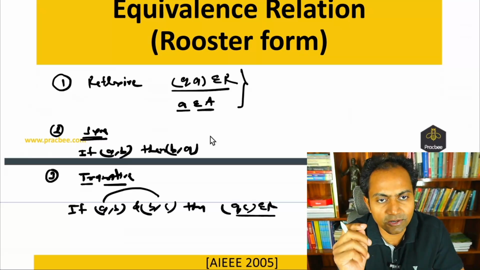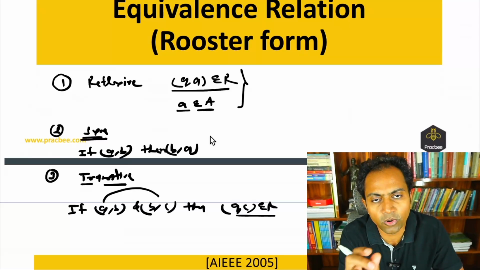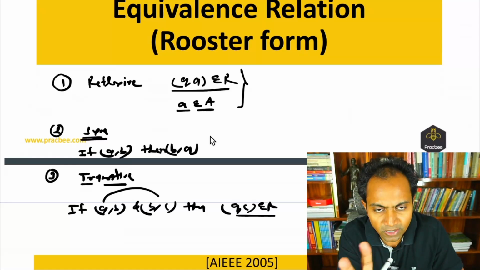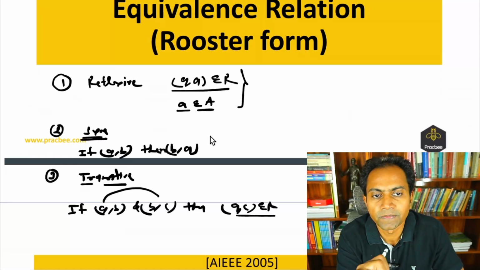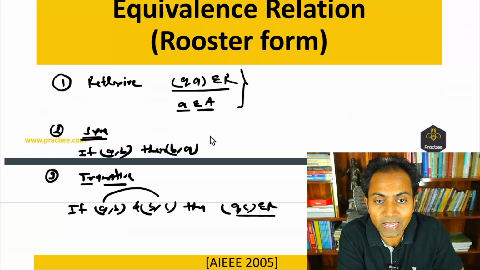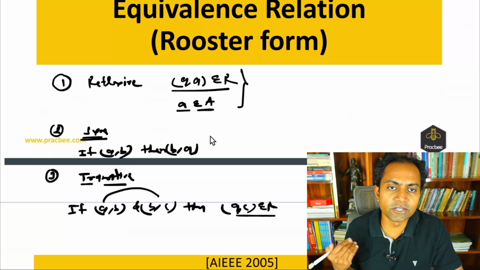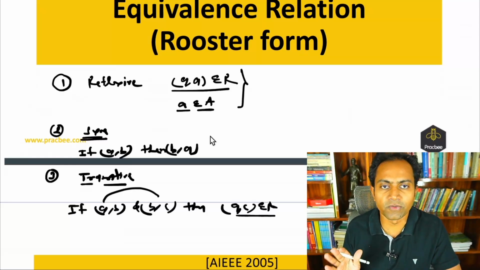If a relation is reflexive, that would mean (a, a), all such elements are there. Symmetric: if (a, b) is there, (b, a) is there. And transitive: if (a, b) and (b, c) both are there, then (a, c) is also there. If all these 3 conditions are satisfied, we will call that relation an equivalence relation.